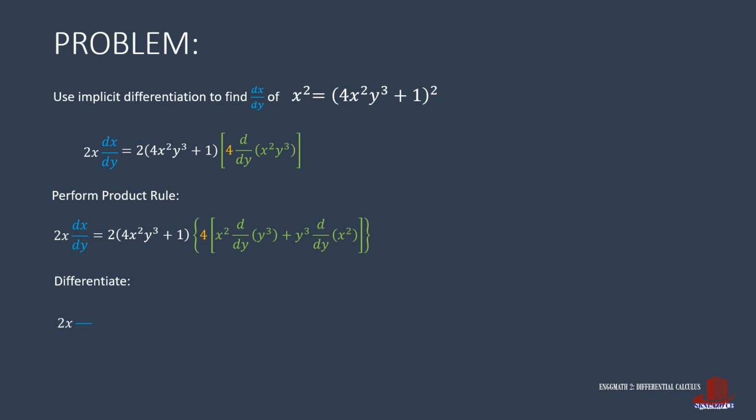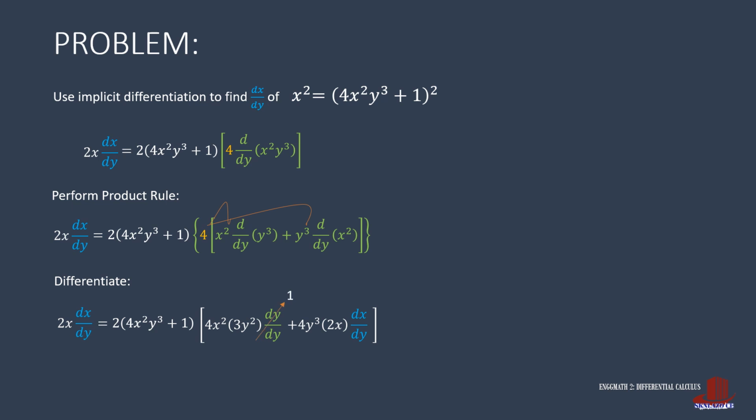So the function then is 2x times dx over dy as equal to twice of the binomial of 4x squared y cubed plus 1. The exterior factor in the derivative is then distributed among the terms to have 4x squared times the derivative of y cubed, making 3y squared with dy over dy. The other term also has 4 times y cubed with the derivative of x squared, which is 2x times dx over dy.